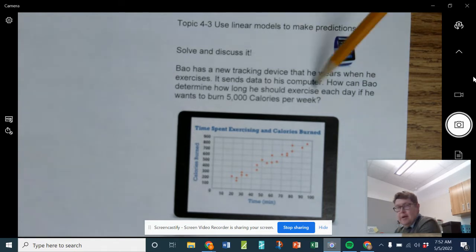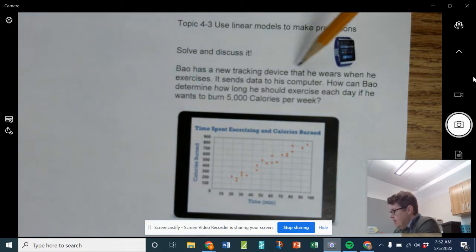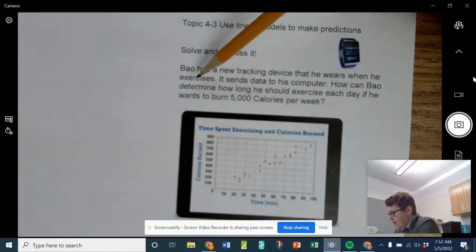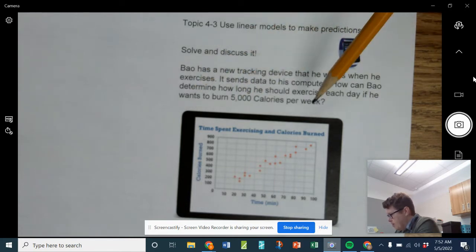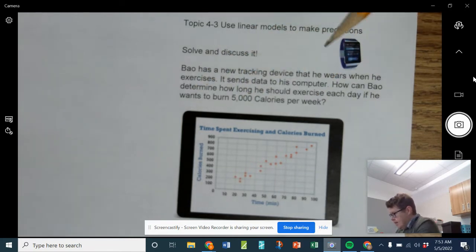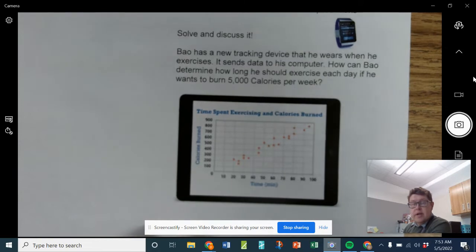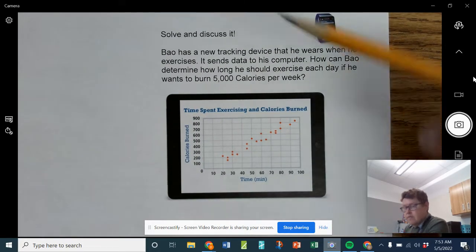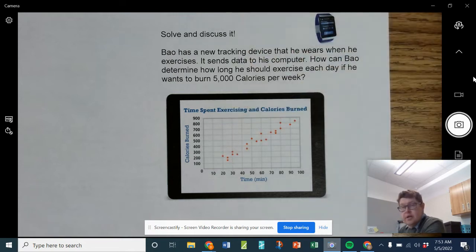So Bao has a new tracking device, this guy right here, that he wears when he exercises. It sends data to his computer. How can Bao determine how long he should exercise each day if he wants to burn 5,000 calories per week? So we have this data right here, time spent versus calories burned.